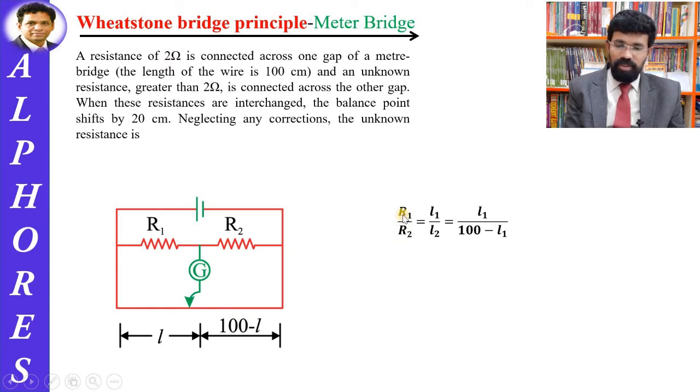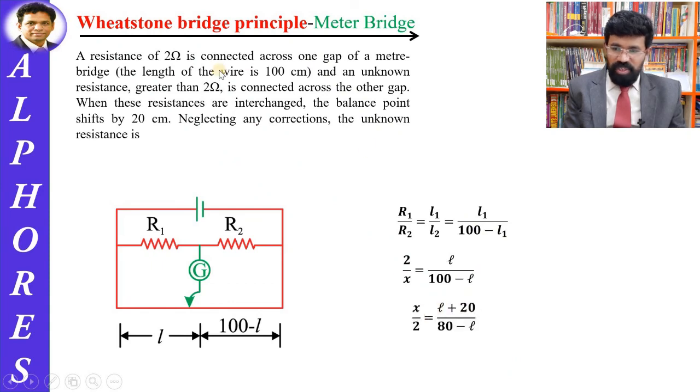This is a very important point. You have to remember this: R2 is greater than R1. It means R1 by R2 is less than 1. So now I have assumed that R1 is 2, and R2 I have assumed as X, and this X is slightly greater than 2. And it is mentioned in the figure that the balancing length is L and the other length will be 100 minus L. So L by 100 minus L.